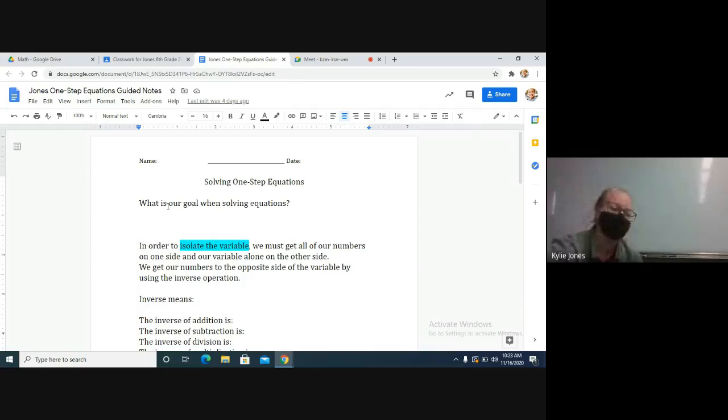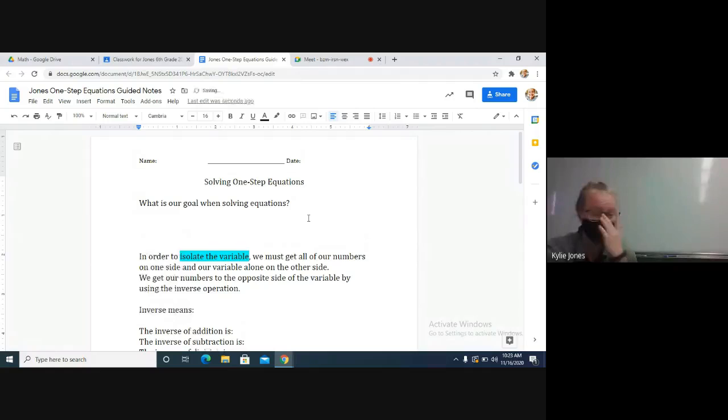So, first one. What is our goal when solving one-step equations? You guys don't know this yet, but your goal is to isolate the variable. I also highlighted it down there. What does it mean to isolate something? If someone is isolated. No, not to put it in ice. Nice try though. What does it mean to isolate someone?